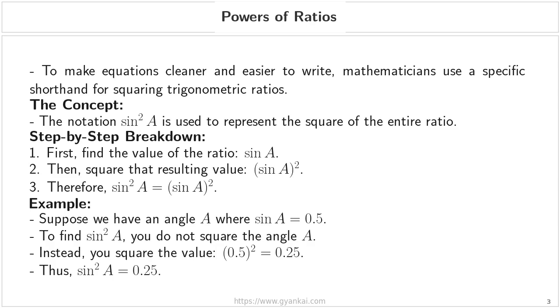To make this even clearer, let's look at a practical example. Suppose we have an angle A where the sine of it equals 0.5. If we want to find sine squared of A, it is very important to remember that you do not square the angle A itself. Instead, you square the numerical value we found earlier. So, 0.5 squared equals 0.25. Thus, our final answer is that sine squared of A equals 0.25.